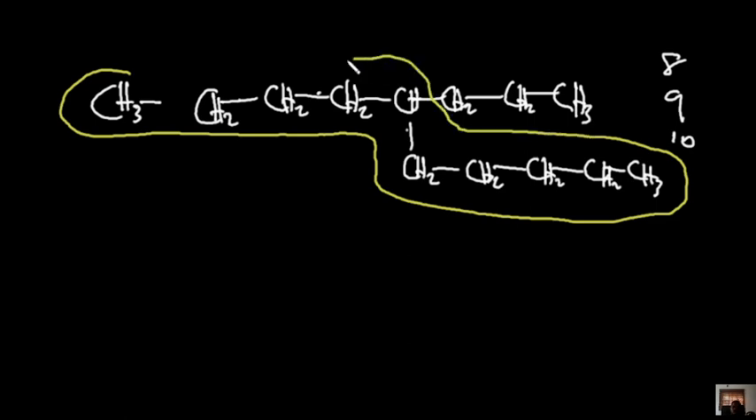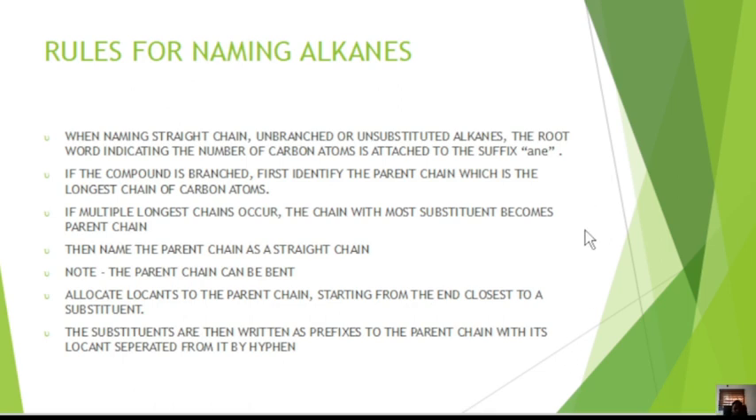So have that in mind, that before you choose a parent chain, it must not be the straight one. It can be the bent one, but just make sure it is continuous. Once you come from an end to an end, check for the longest one, and that will become your parent chain. Okay, so rule number two. Sorry, I meant rule number three. If multiple longest chains occur, the chain with the most substituents becomes the parent chain.